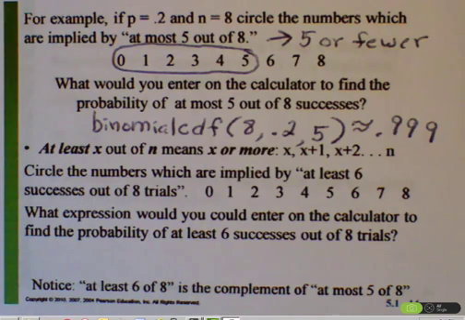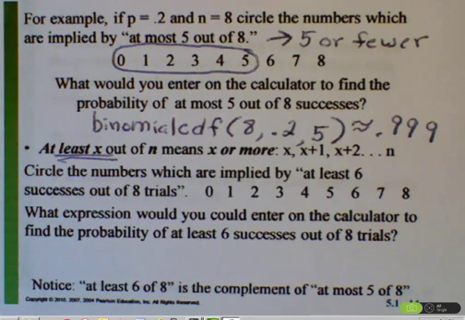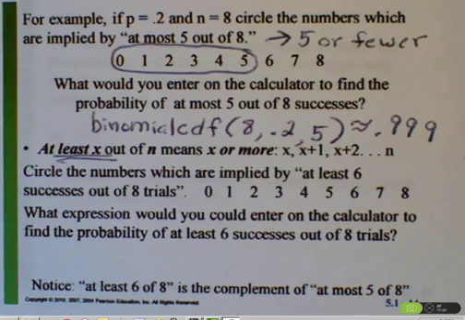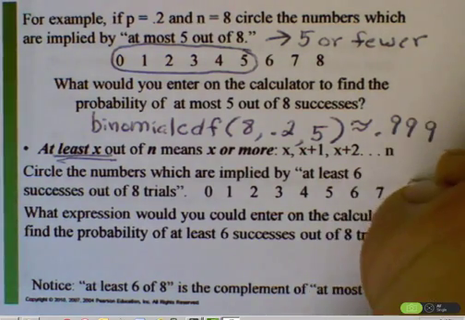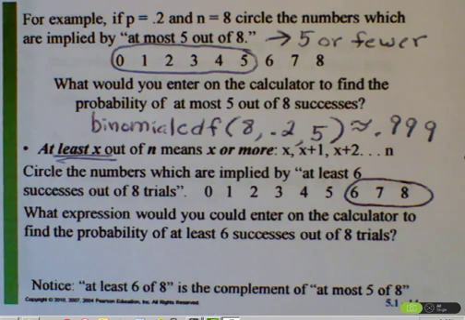Now there's one other scenario. We've talked about exactly X successes or at most X successes. What about at least X successes? At least X means X or more: X or X plus 1 or X plus 2, and so on. For example, circle the numbers which are implied by at least 6. At least 6 includes 6 and everything bigger than 6.